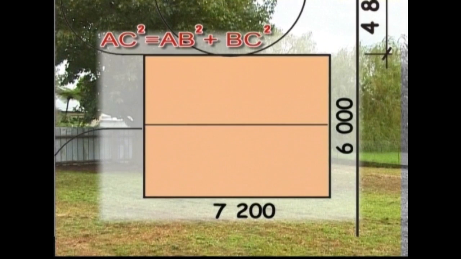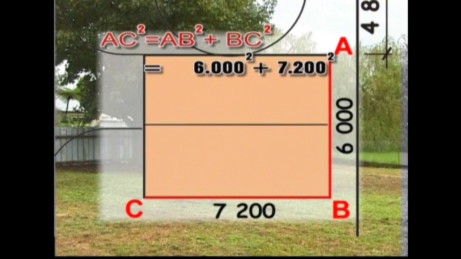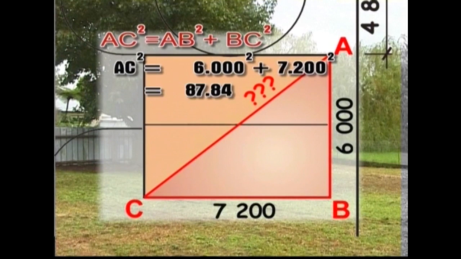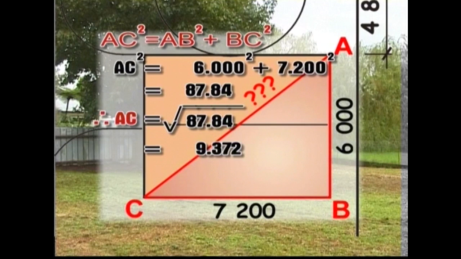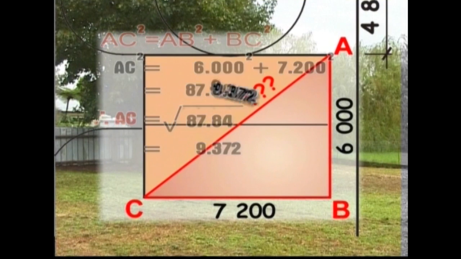By substituting the lengths of the two sides of the building, which are known from the floor plan, for AB and BC, the length of the hypotenuse AC, that is, the diagonal measurement of the building from corner A to corner C, can be calculated. The first part of the calculation gives AC squared. In this case, 87.84 metres. To find AC, it is necessary to find the square root of 87.84. The answer is 9.372, which is the actual length in metres of the building's diagonal.